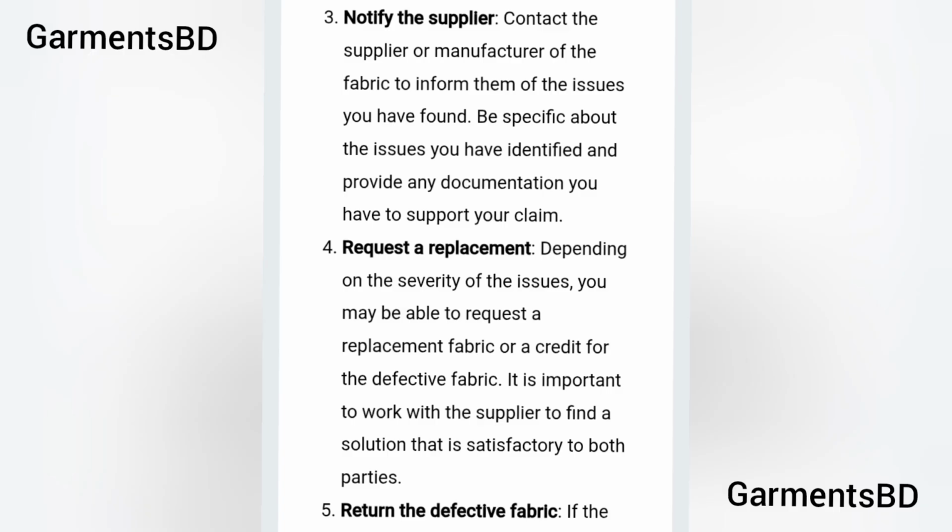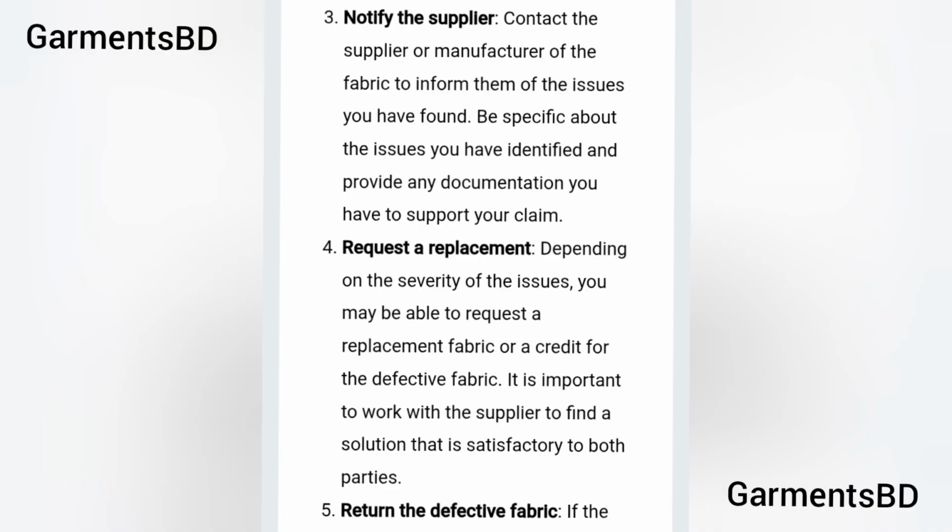Now step is 3. Notify the supplier. Contact the supplier for manufacturing of this fabric. Inform them of the issues you have found. Be specific about this issue and have the preventive action and documentation defined. You have a supplier claim.